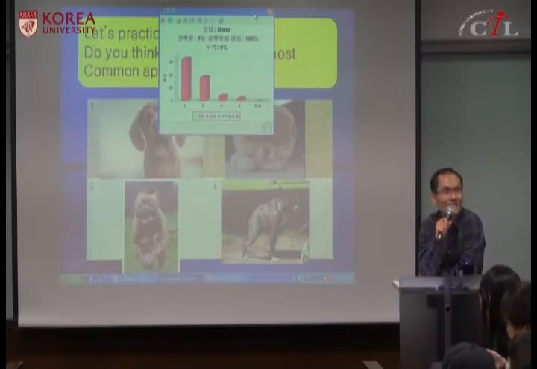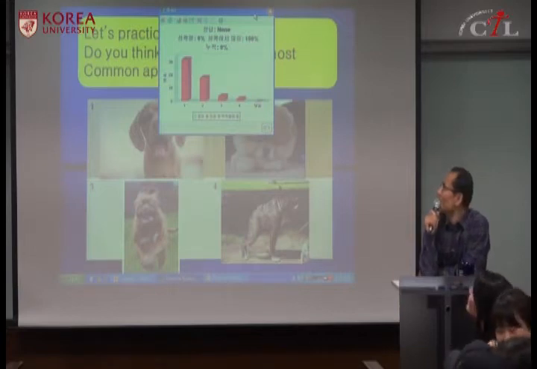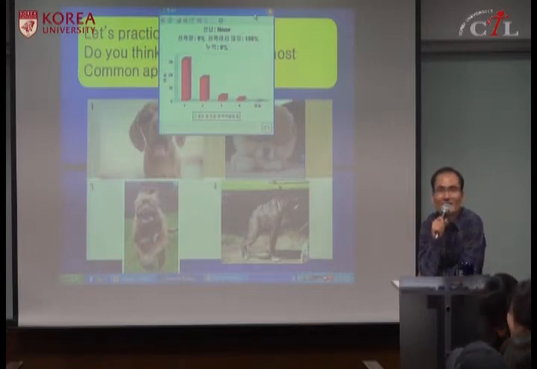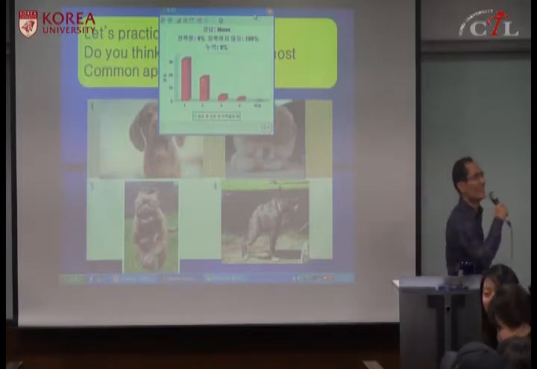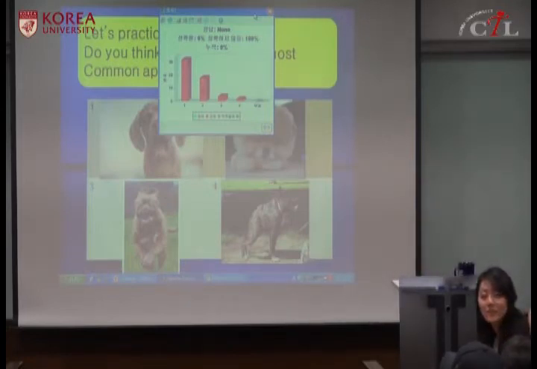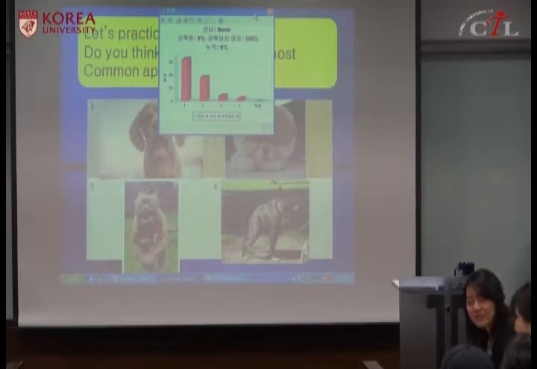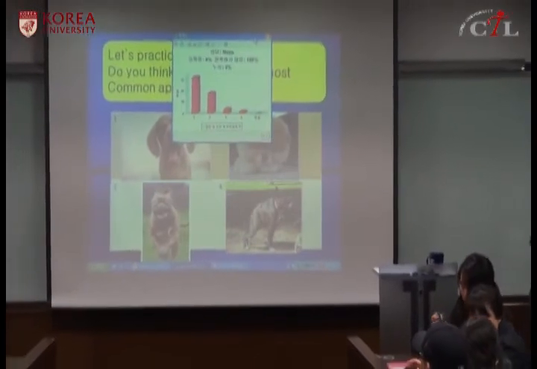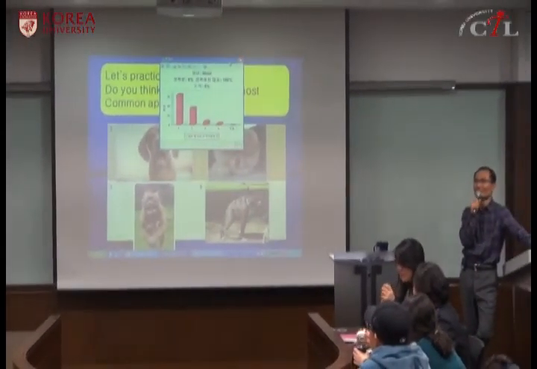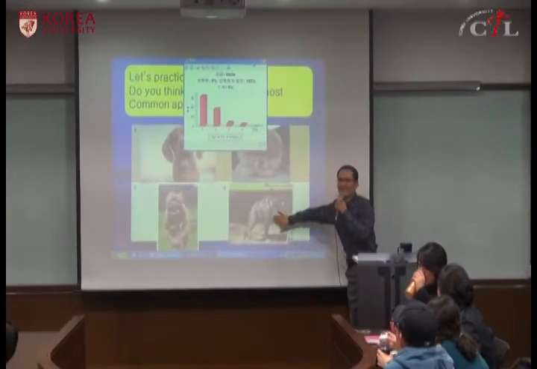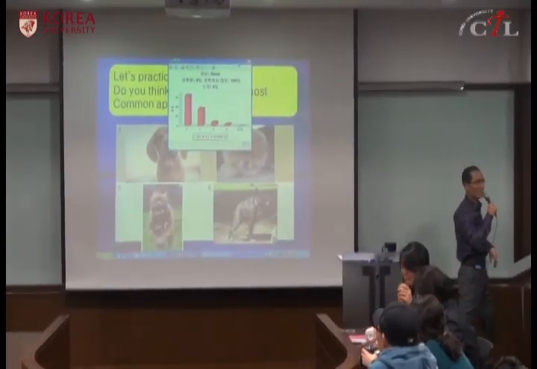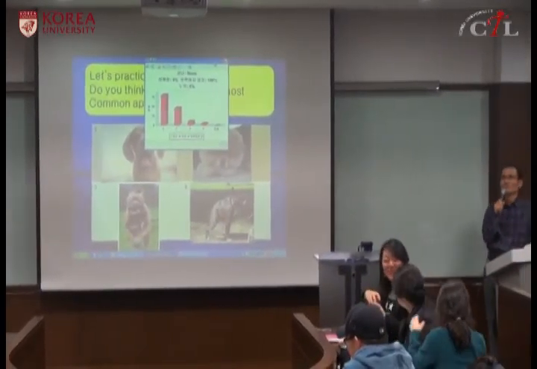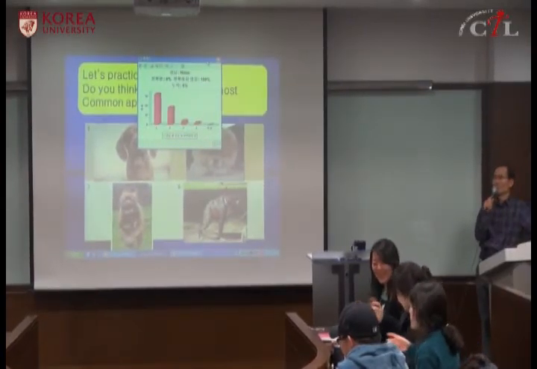No one? I think at least 5. You used the wrong button? Any volunteer? Tell us why you thought 3 and 4 is the most common appearance of dog. Especially 4. No volunteer? Who pushed the number 3 and 4?